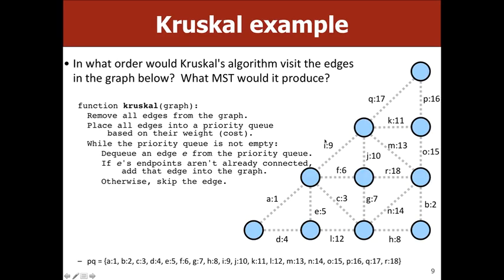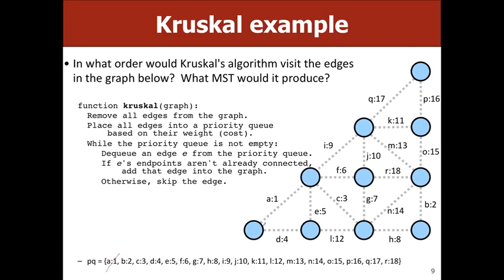So let's do an actual example with Kruskal's. This is the priority queue of edges. I grayed them out in the graph so we can visually see the idea of adding them back in. So does that make sense? Which edge would we look at first? Yep, A1, because it's the lowest cost.